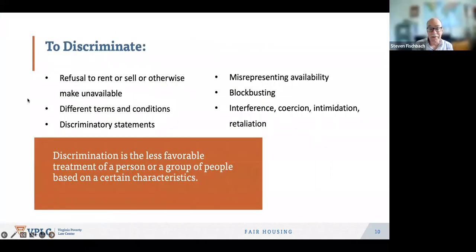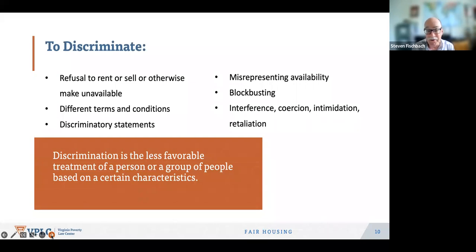So what does discrimination entail? These are some various practices that constitute unlawful discrimination, and discrimination just generally is the less favorable treatment of a person or a group of people because of certain characteristics of those people. So the types of practices that are covered as instances of discrimination are refusal to rent or sell or to otherwise make the housing unavailable. That's actually a very, very broad provision, and we'll come back to that.